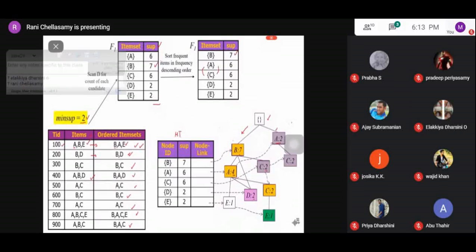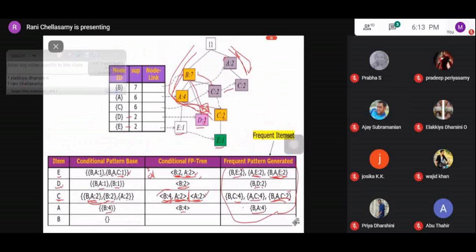Okay. So the first step, we have to construct the FP tree. The second step, you have to go with constructing the conditional database or transaction database. Okay. So in this way, see here, this is your final FP tree. And the second tabulation is nothing but constructing the database.